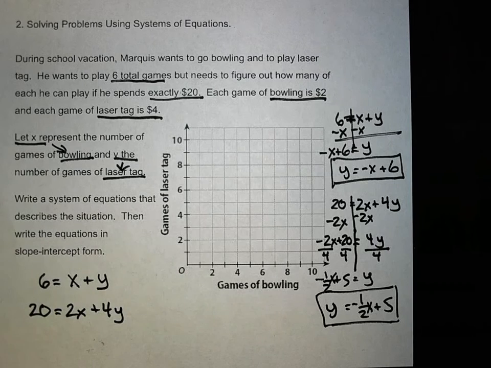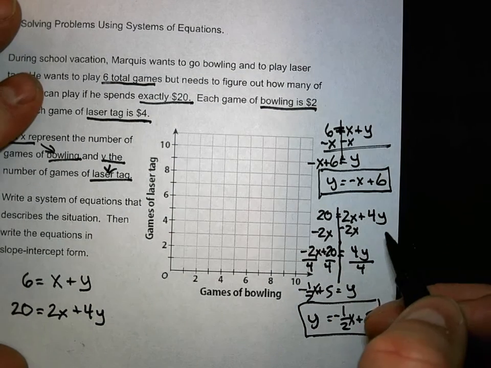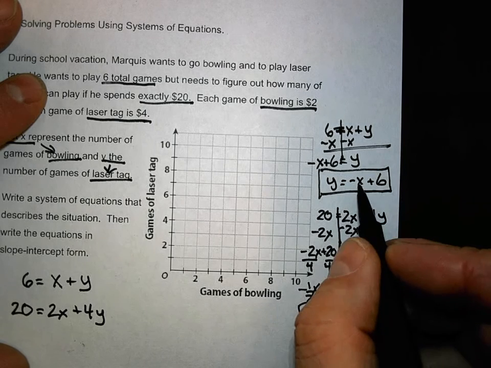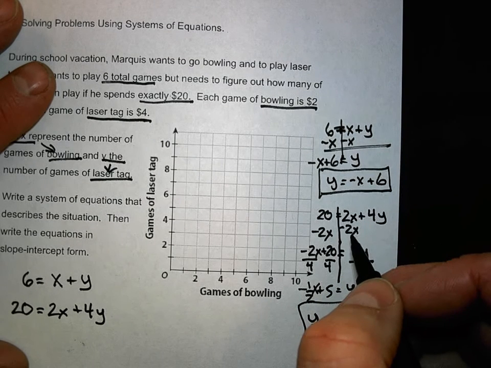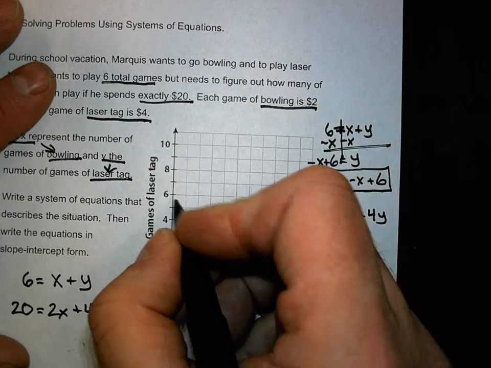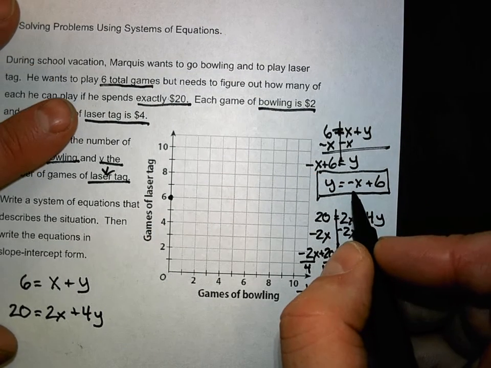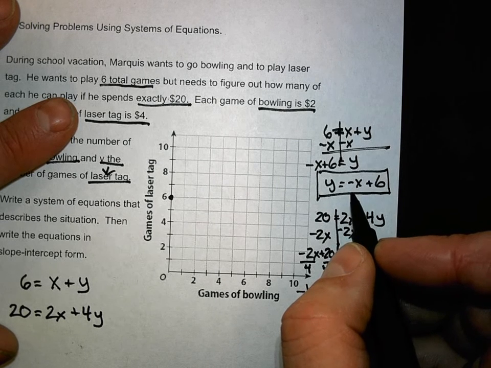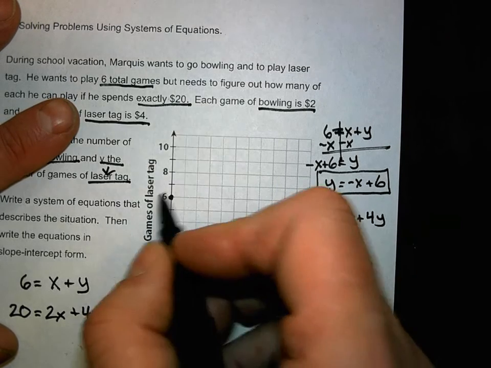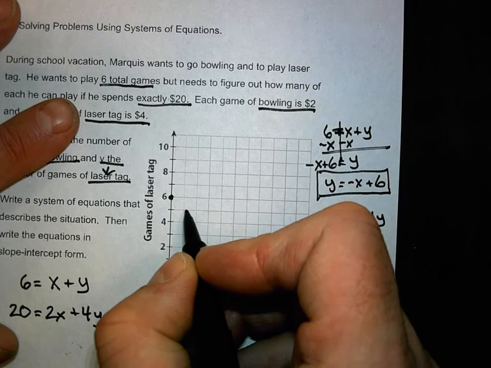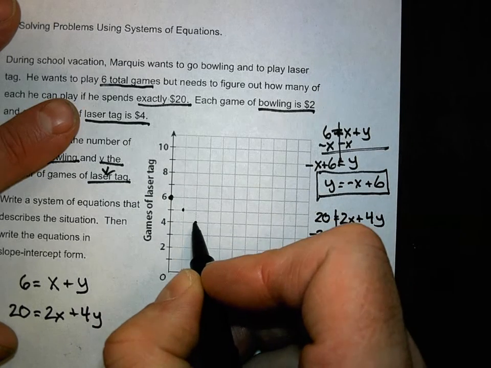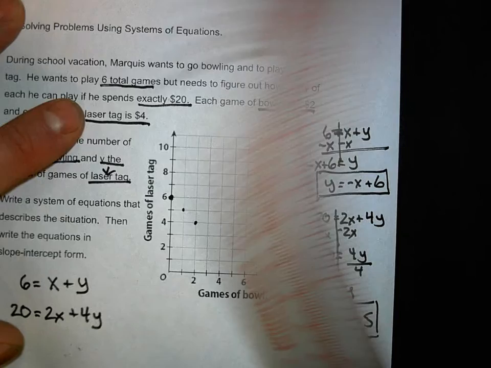I can now plot it. Let's go to that first equation. What's the y-intercept? I've got y equals negative x plus 6. What's the y-intercept? 6. So I go up to 6 and I put the line there. What's my slope? Negative 1. So it's going to fall to the right, right? So I'm going to go down 1 over 1. Now I can draw that line, can't I?